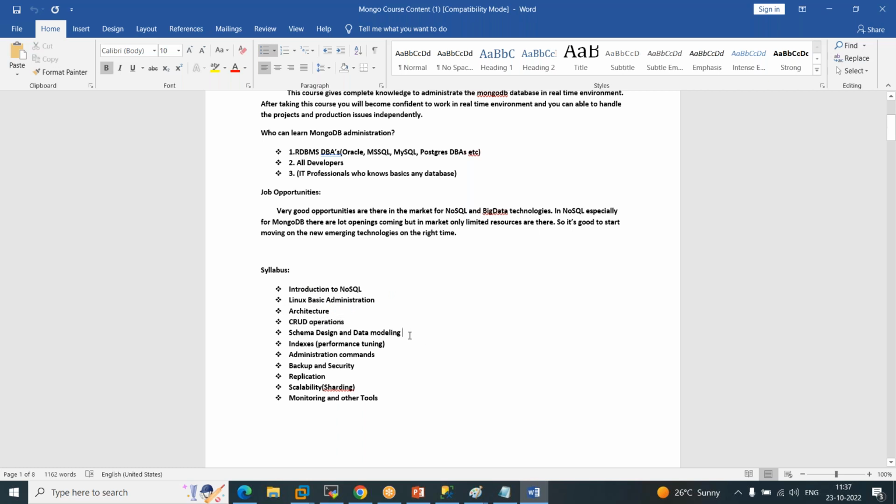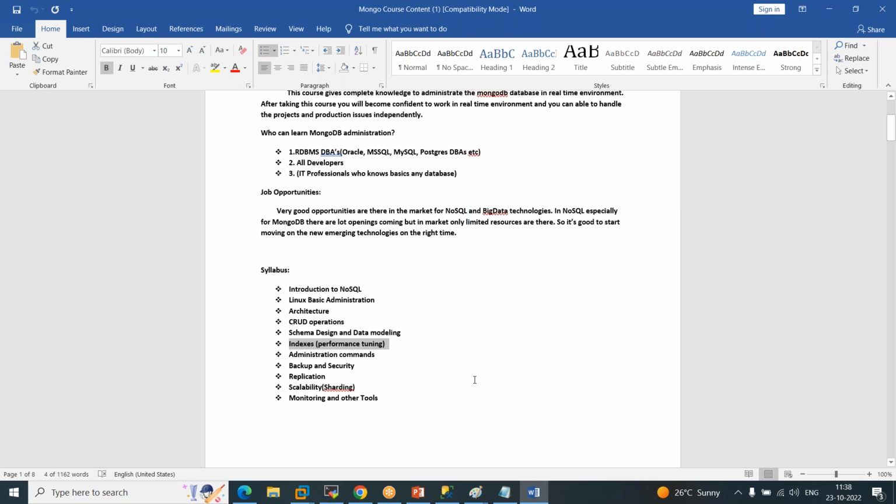Schema design. As a DBA, we do it, but how do you control the data? In certain cases, they load any data, crap data also. How do they filter? So we have to give some suggestions there. This will help us. This is the biggest point.